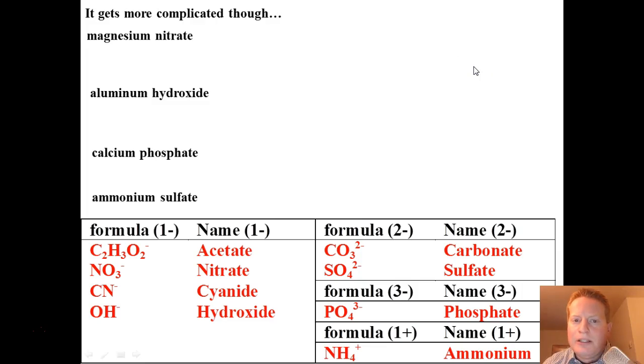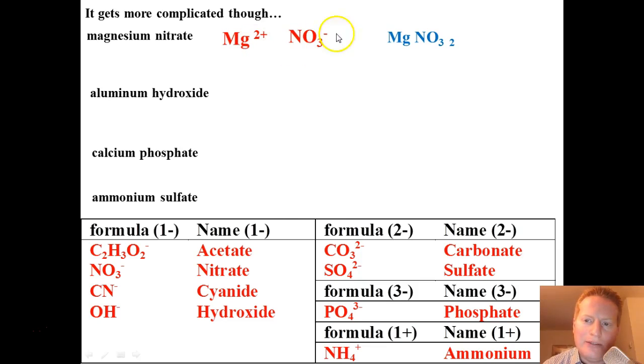Okay. But things do get a little more complicated, right? Because it can't be that easy. So let's look at, for example, magnesium nitrate. So magnesium on the periodic table is Mg2+. Okay, fine. Nitrate on our list is a 1- charge. So how many magnesiums and how many nitrates will we need to combine? Well, we're going to need 1 magnesium, and we're going to need 2 nitrates because this is a 2+ charge, and we need to get 2 minuses to cancel that out.